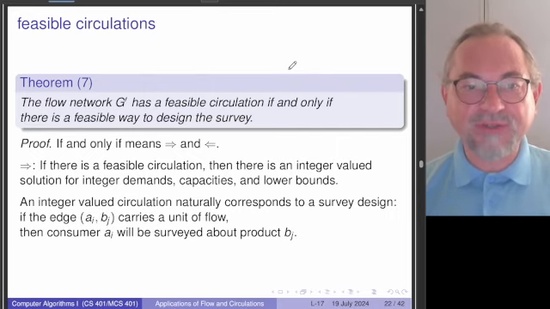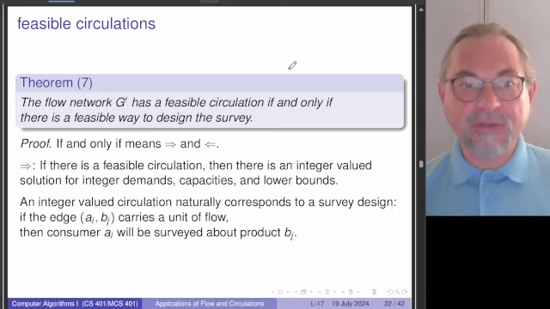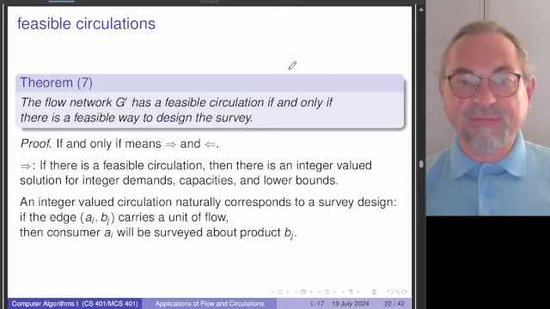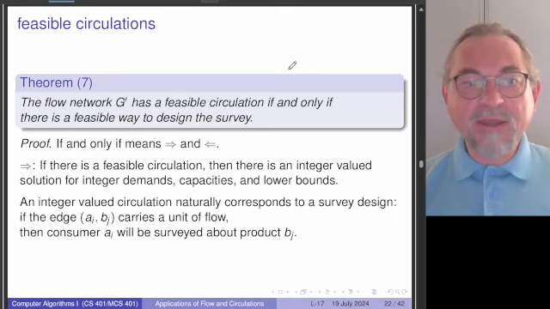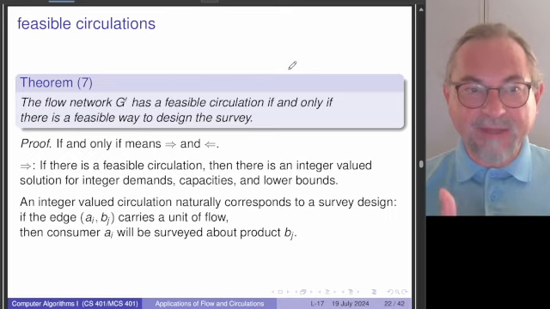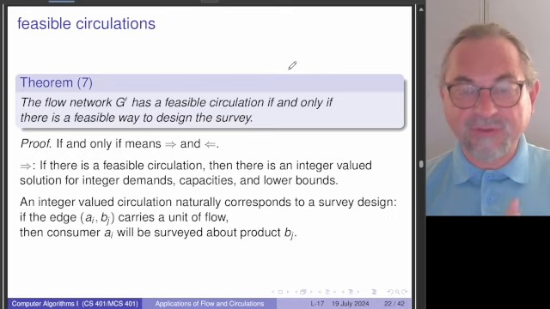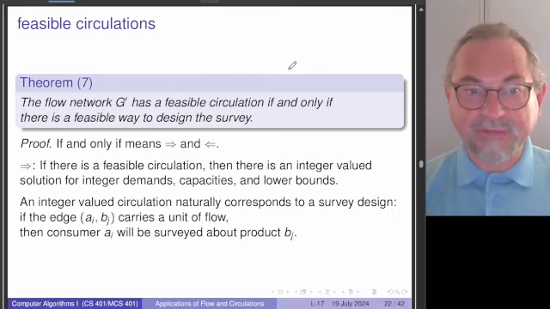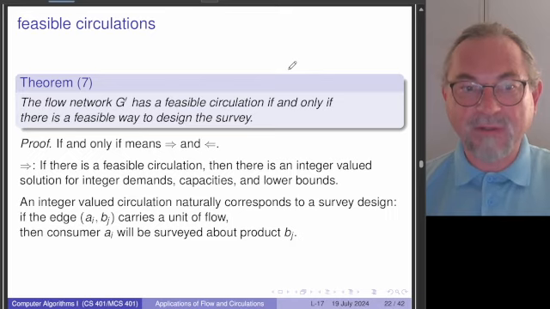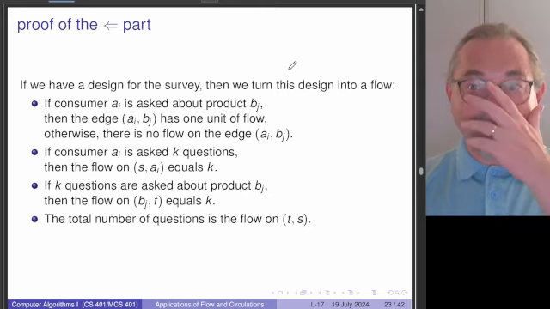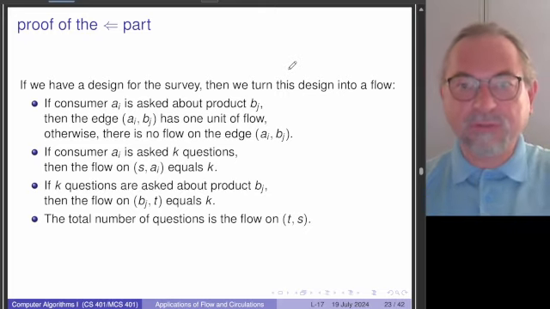Okay, so we have two directions. If we have a feasible solution, then we have an integer valued solution for the integer demands, the capacities, and the lower bounds. So here we have that any integer value circulation corresponds to a survey design. So these are the number of questions that we are asking the consumer and the number of replies every product will receive. Okay, so there is a natural correspondence from a circulation to a design.